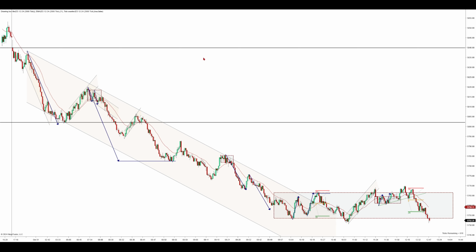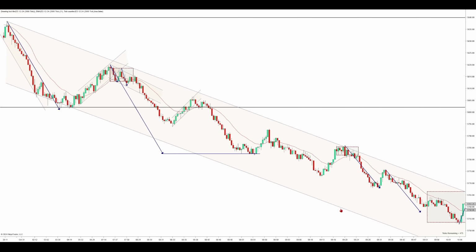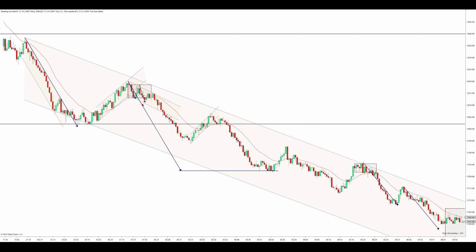We're going to start off here on the ES and then hop over to the NQ. So this is our overnight high, this is our overnight low, these are our key levels for the day. I started trading at 8 Central Time, which is this area right here.